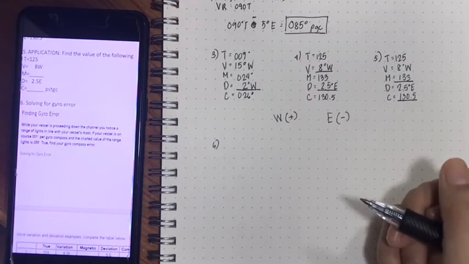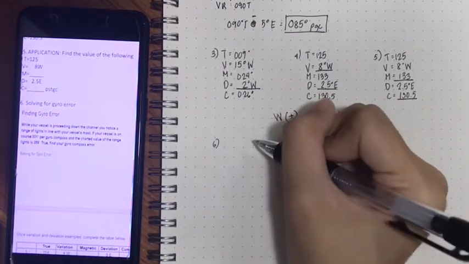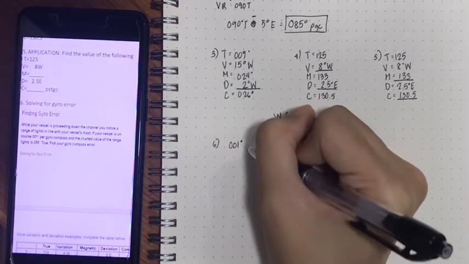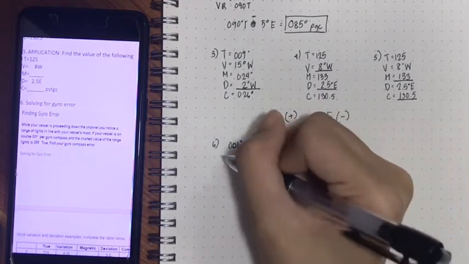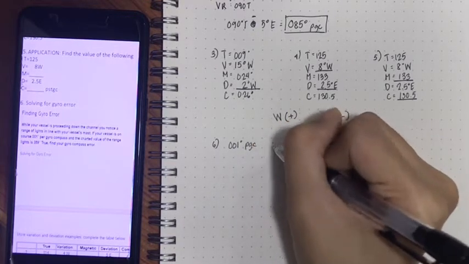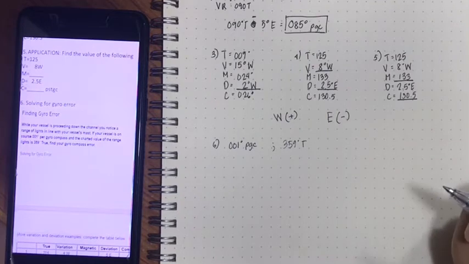Number 6, solving for gyro error. While your vessel is proceeding down the channel, you notice a range of lights in line with your vessel's mast. If your vessel is on course 001 degrees per gyro compass and the charted value of the range lights is 359 degrees true, find your gyro compass error.